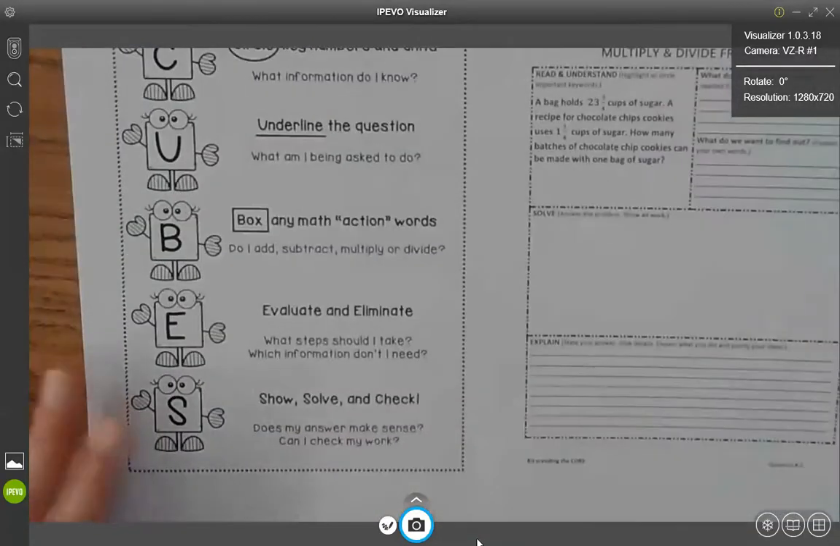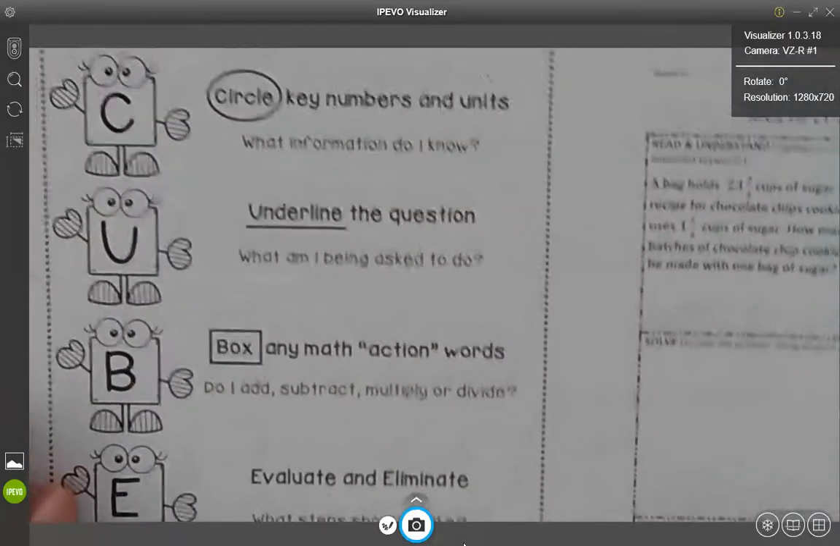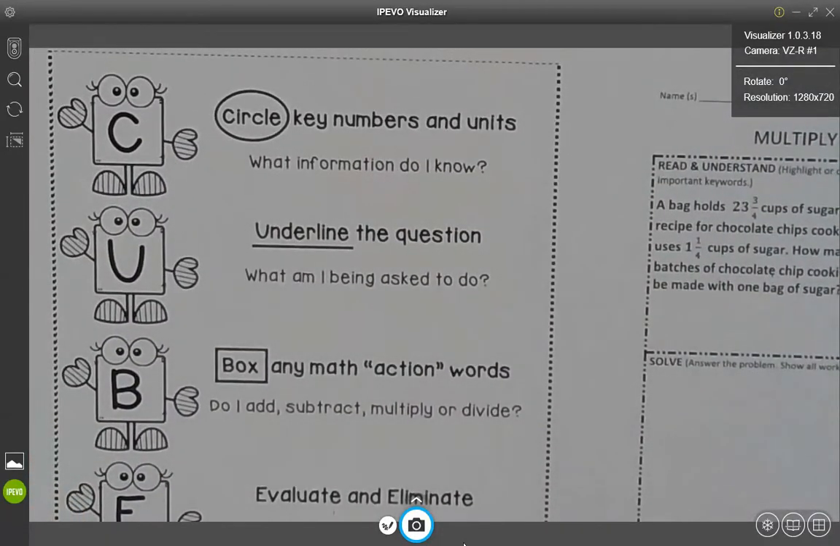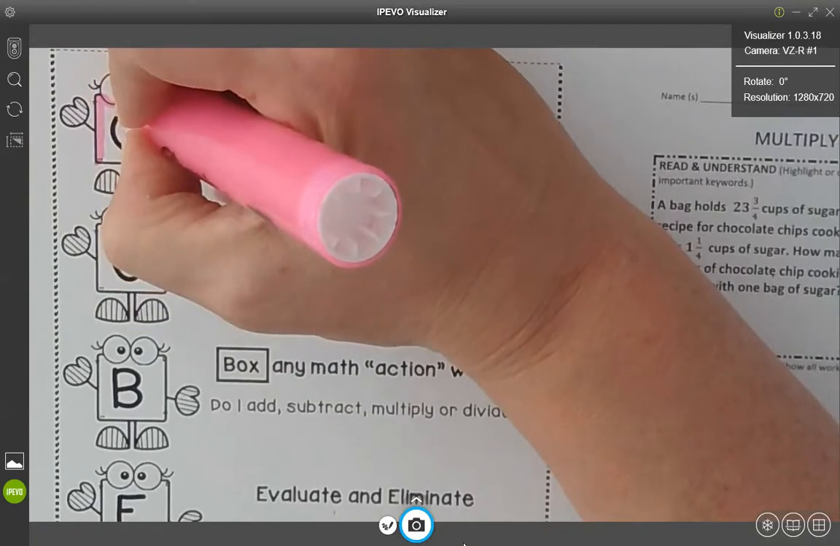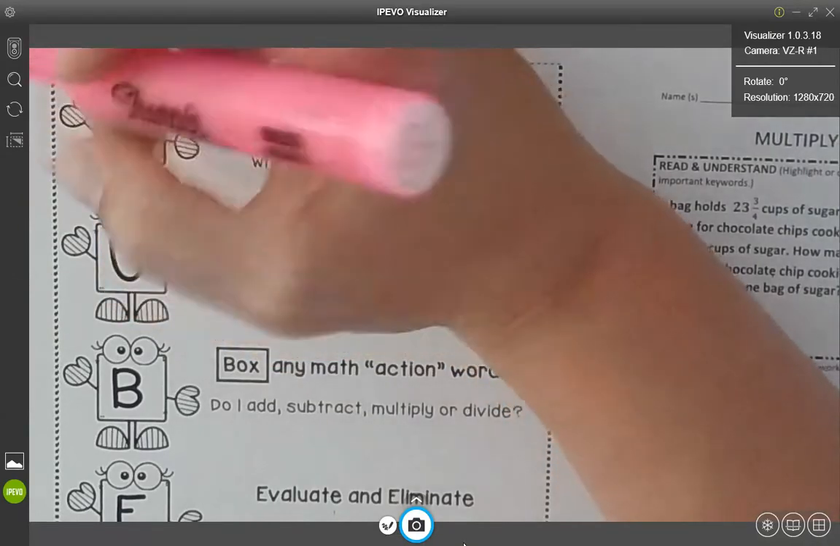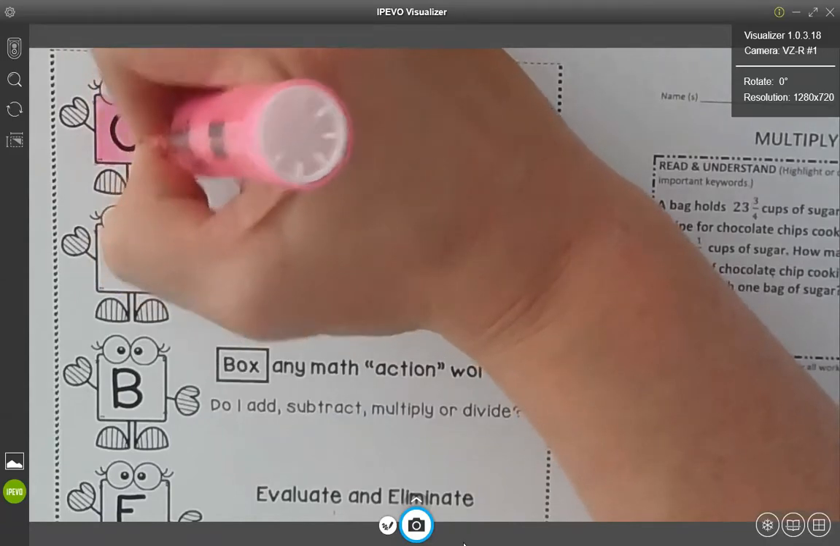Okay, so we're going to look at each individual part so that way we know how to use this, and we're going to apply it today whenever we work through these problems. So if you have a highlighter, different color highlighters, different color pencils, something like that, that's helpful. But again, we're going to look at each individual part. So CUBES is an acronym, which means all the letters represent a word.